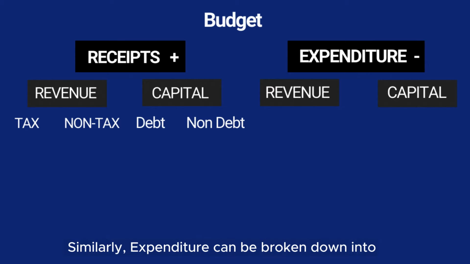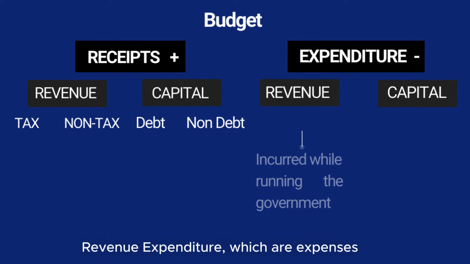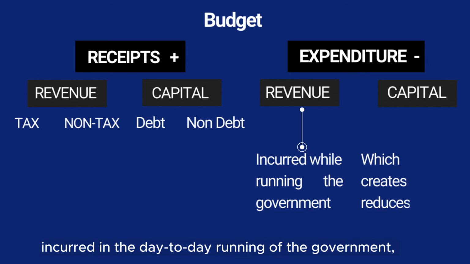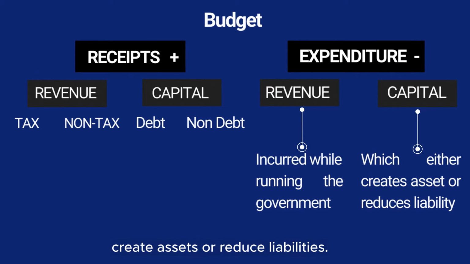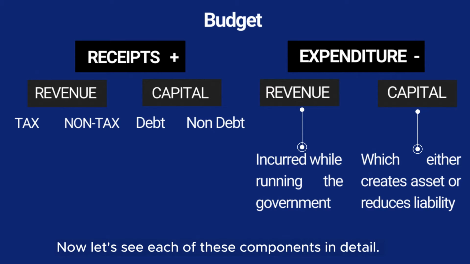Similarly, expenditure can be broken down to revenue expenditure, which are expenses incurred in the day-to-day running of the government, and capital expenditure, which are investments that create assets or reduce liabilities. Now let's see each of these components in detail.